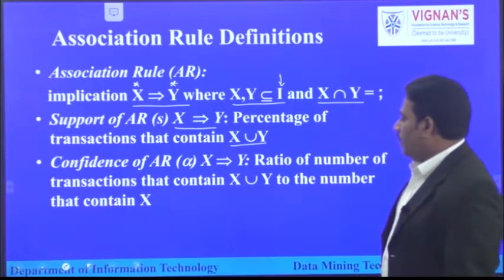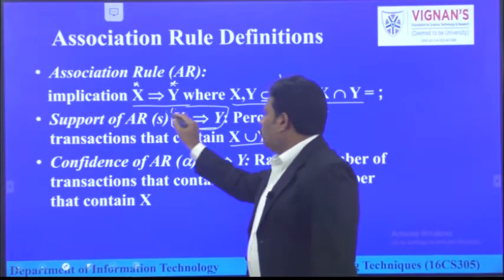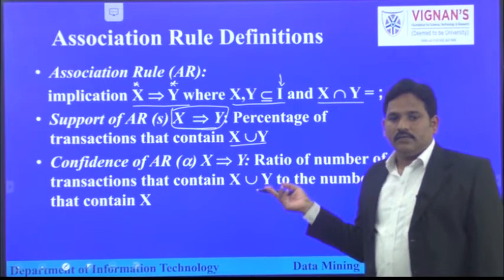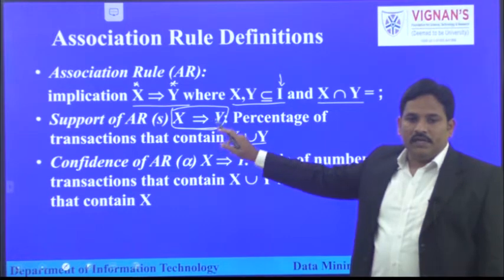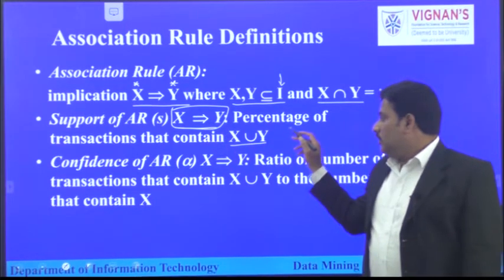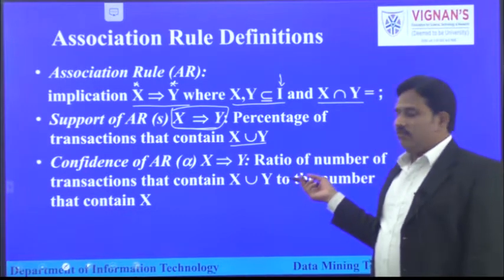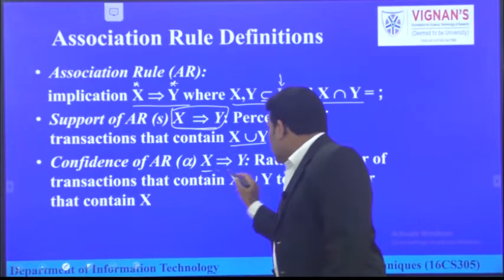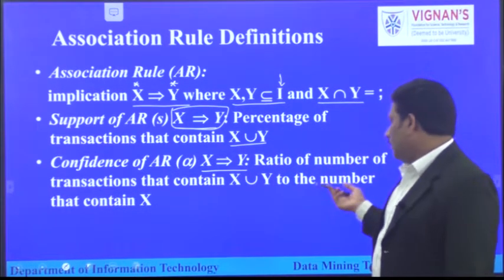When it comes to confidence, support indicates that X implies Y has already happened. It was completed. The transactions which contain X and Y are complete. From the completed list of transactions, we got some percentage of support. But when it comes to confidence, this is our prediction. That is, in how many transactions X implies Y is going to appear.